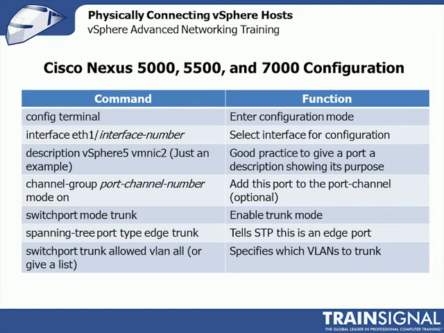Then we want to tell it which VLANs we're going to trunk across this port. So we can do switchport trunk allowed vlan all, or give it a list. And I highly suggest you give it a list, only the VLANs you actually want to trunk. So you could do things like 1 through 10, or 1 through 10, 15, 20, 30-40. You can get very complex in ranging those VLANs. So I suggest you do that instead of vlan all.